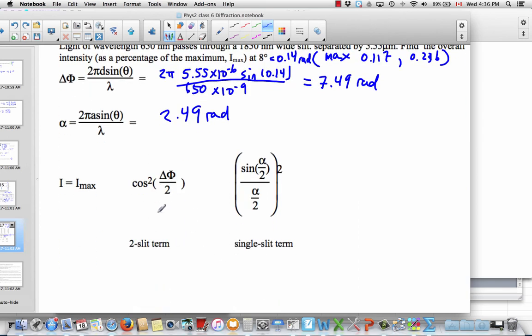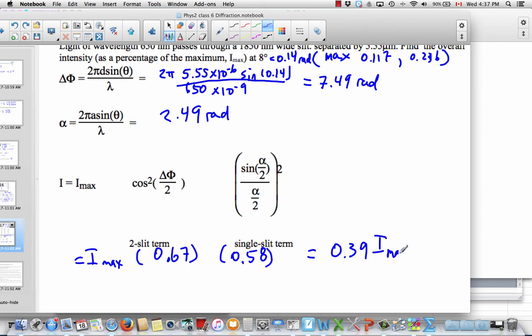And so now we substitute in to the two-slit term and the single-slit term. Putting this angle in here for phi divided by 2 and taking cosine and then squaring it, I get a value of 0.67, so a 33% reduction. And then for the single-slit diffraction term, I get about 0.58. So together, it's about 0.39 of that maximum or original intensity. So the intensity is about 40% of its maximum value at that angular location.